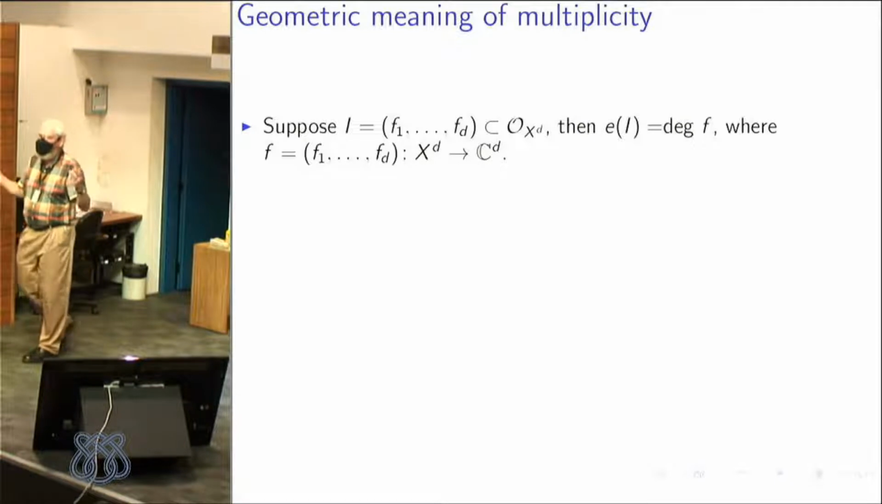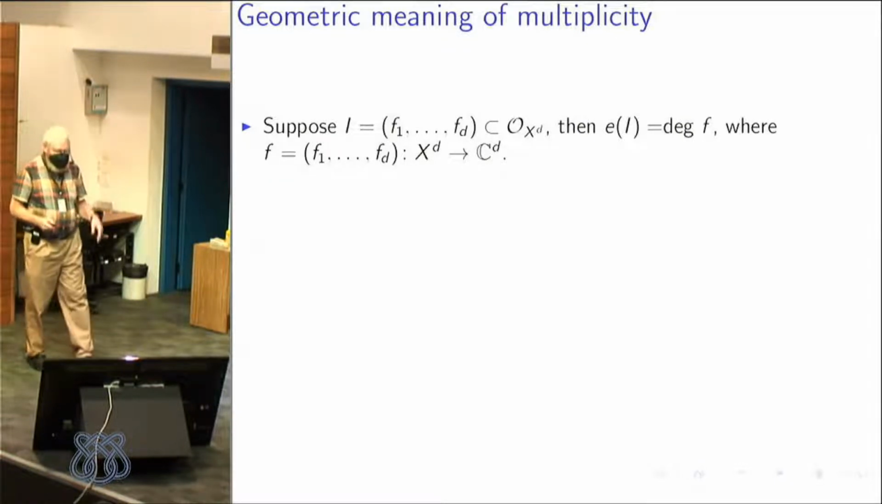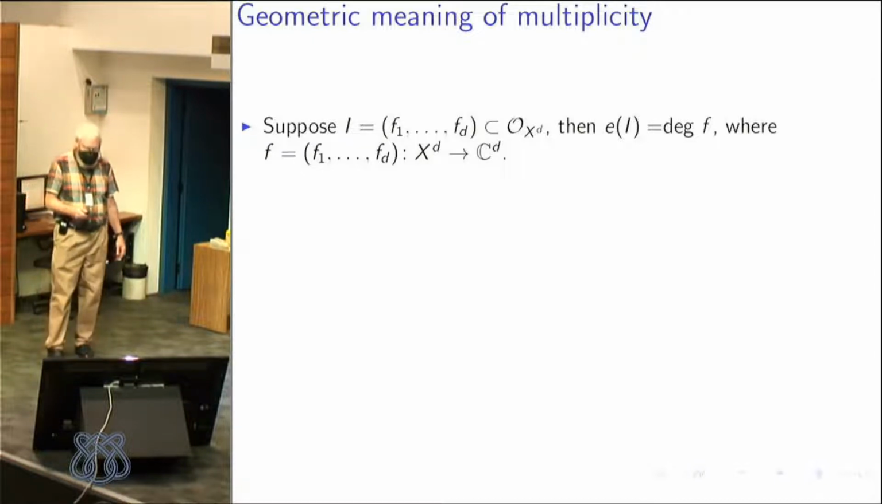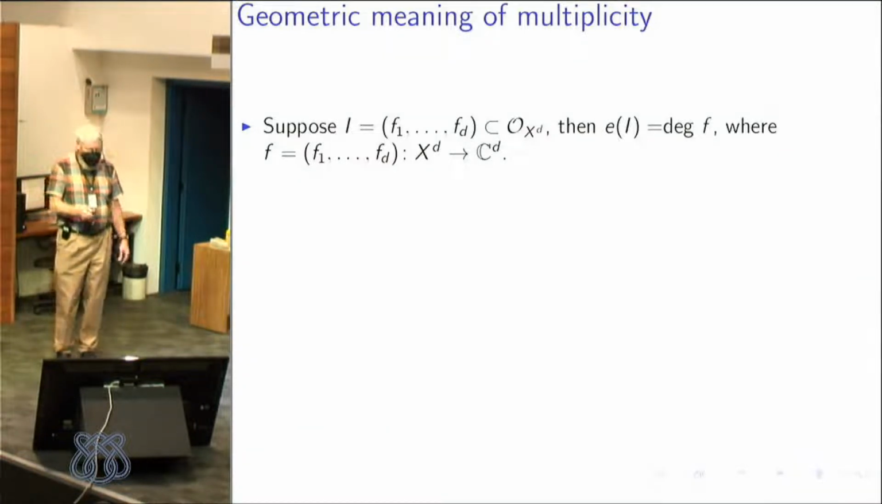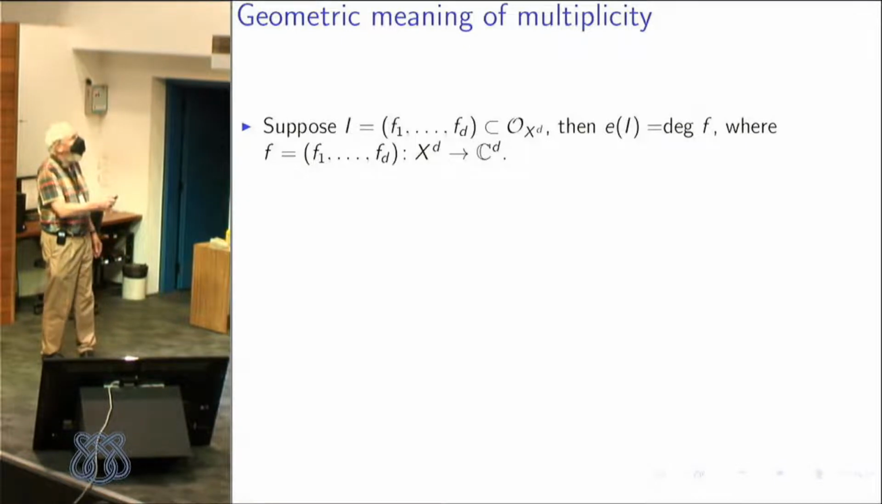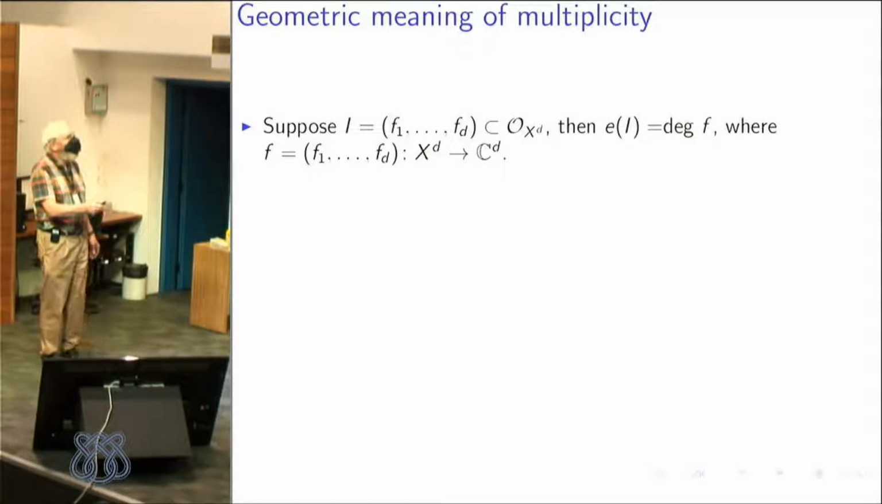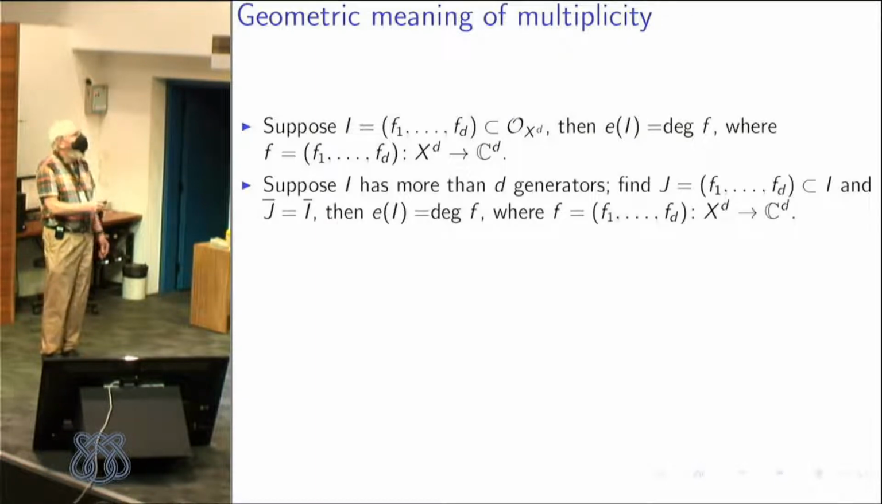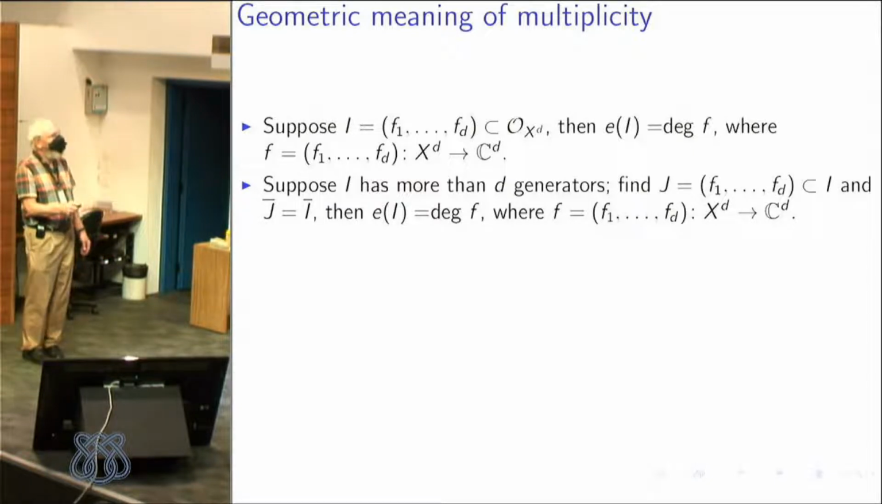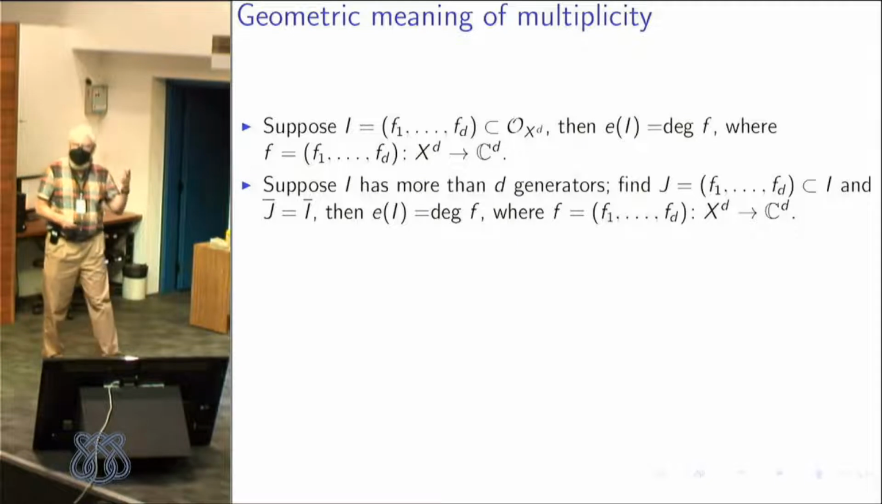What does this mean? The length definition is useful for some purposes, but it's hard to use it to think about anything. So here's something to give you some idea of what these multiplicities mean. First off, if we have d generators in a d-dimensional space, then we understand what the multiplicity is. It's just the degree of f, where f maps X^d to C^d. If we have more than d generators, we find a sub-ideal J with d generators inside I, such that they have the same integral closures. Then the multiplicity of I is the degree of f again. So this gives you a way to think about the multiplicity of ideals.